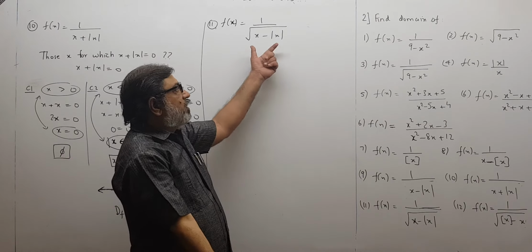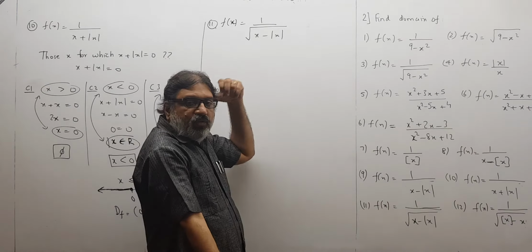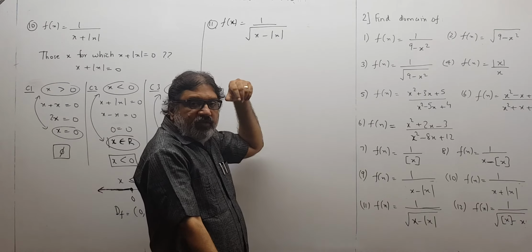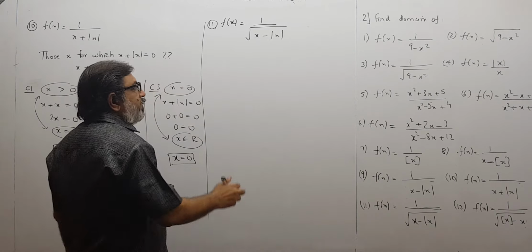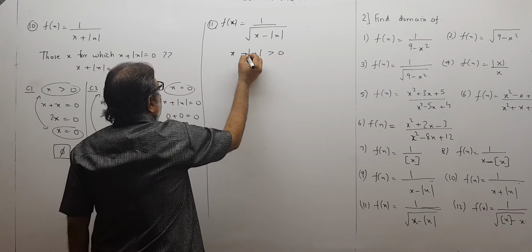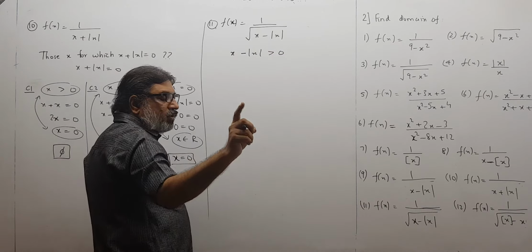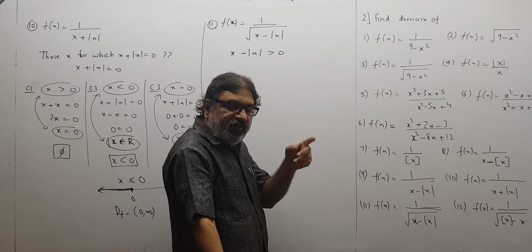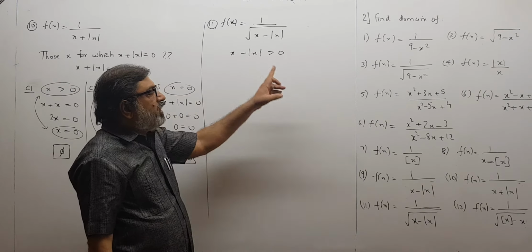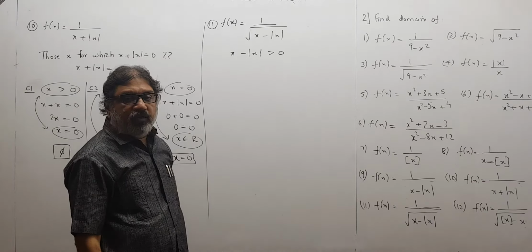Now children, this cannot be 0 because it is a square root, and this cannot be negative because the root will not exist. That means for the domain I want x minus mod x to be greater than 0. I am not writing greater than or equal to 0 because it cannot be equal to 0. Otherwise, if it is 0, 1 upon 0 will be undefined. So x minus mod x should be greater than 0. That is my requirement for the domain.